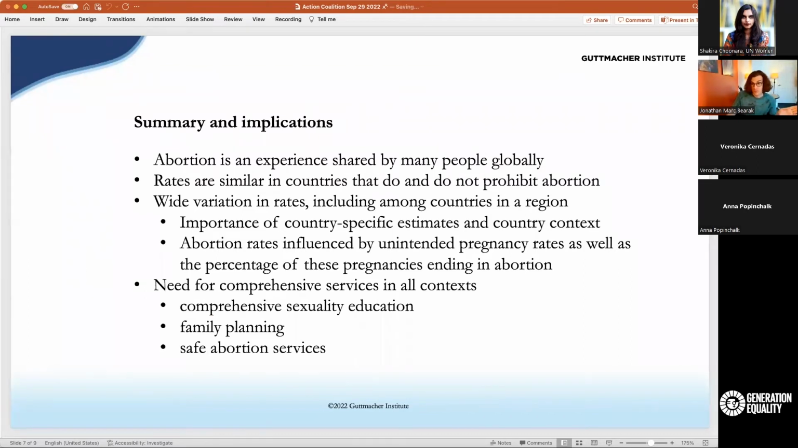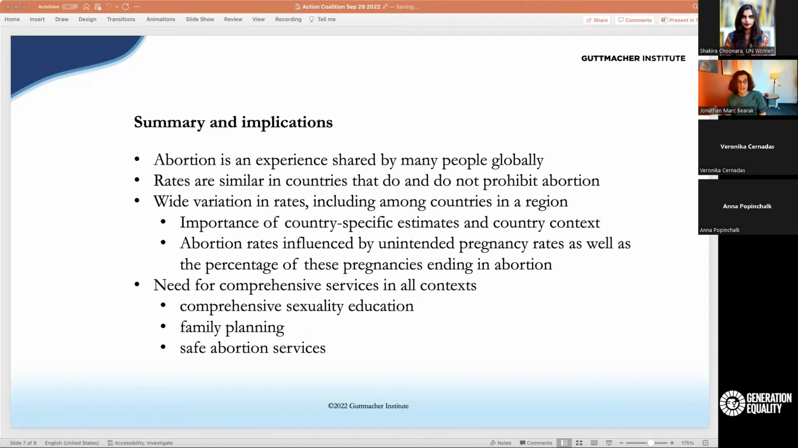I mentioned, of course, that rates are similar in countries that do and don't prohibit abortion, but of course, safety estimates, which we don't talk about here today, show very large differences in the safety and quality of abortion care by the legal status of abortion. There's wide variation in rates between countries and between regions, so it really pinpoints the need for investing in country-specific data, country-specific estimates, and analyzing the country context.